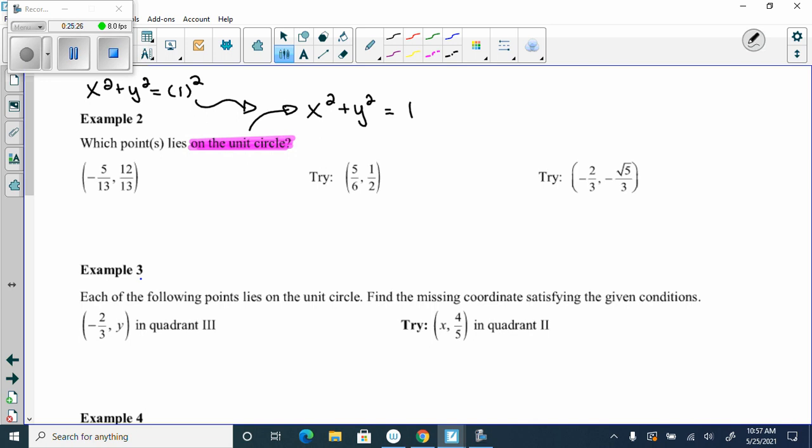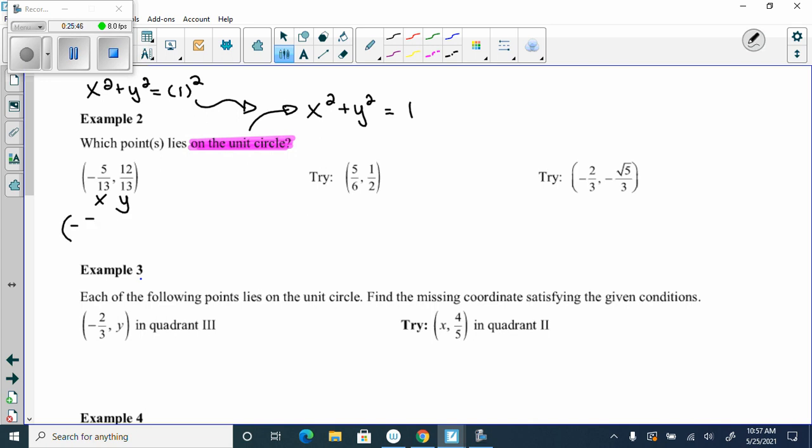So if it asks what point lies on the unit circle, you're literally going to use the formula x squared plus y squared equals 1 whenever you read "on the unit circle." Okay? We're just going to plug them in and see if we get 1, see if the left side equals the right side. So I'm going to take x and y and plug them into that equation.